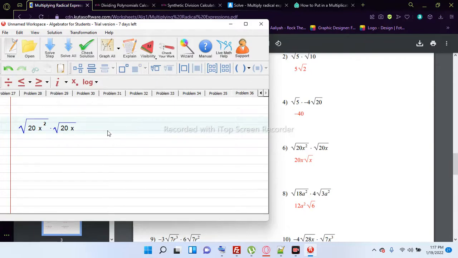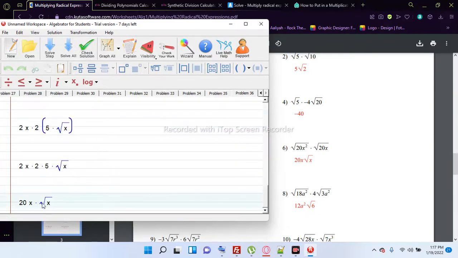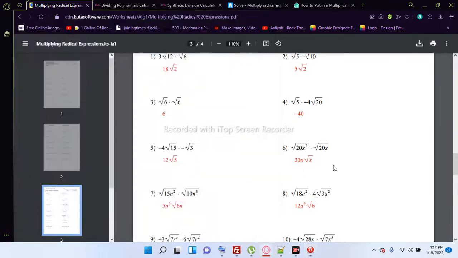Hey, we're bitching, ain't we? Okay. Solve it all, baby. What does it say? 20x, radical x. 20x, radical x.